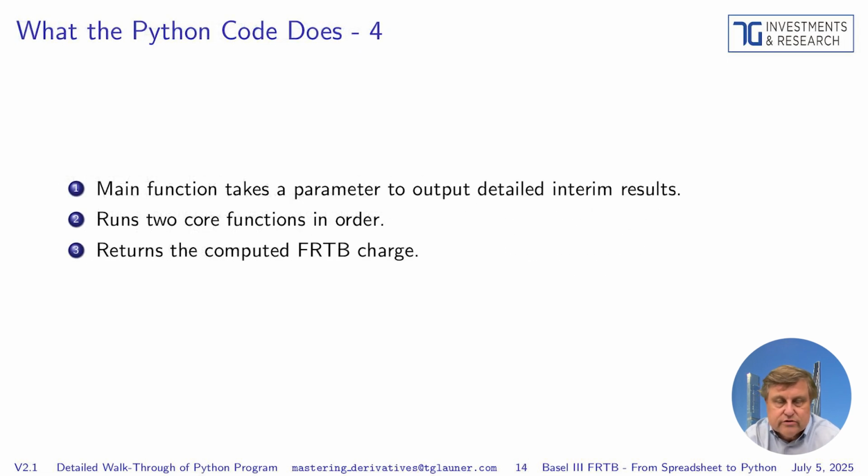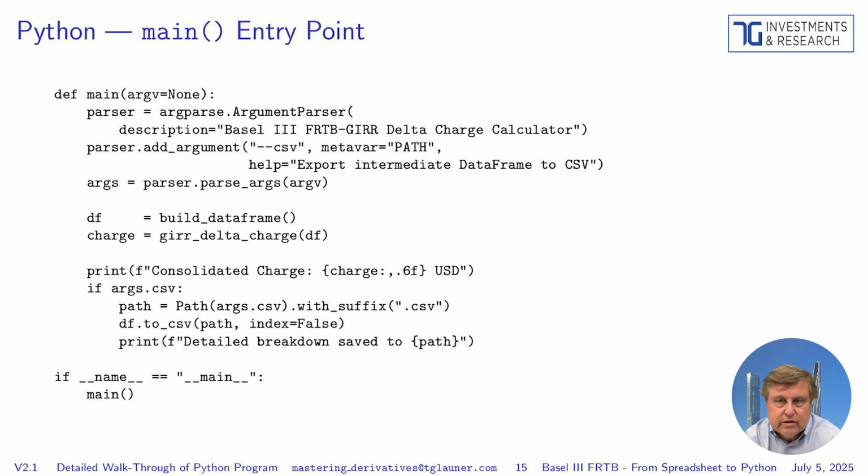The last block is very straightforward. The main function accepts a parameter that controls whether detailed interim results are shown. The function then executes two core functions in sequence. Finally, it returns the calculated FRTB charge. Let's look at this in the code.